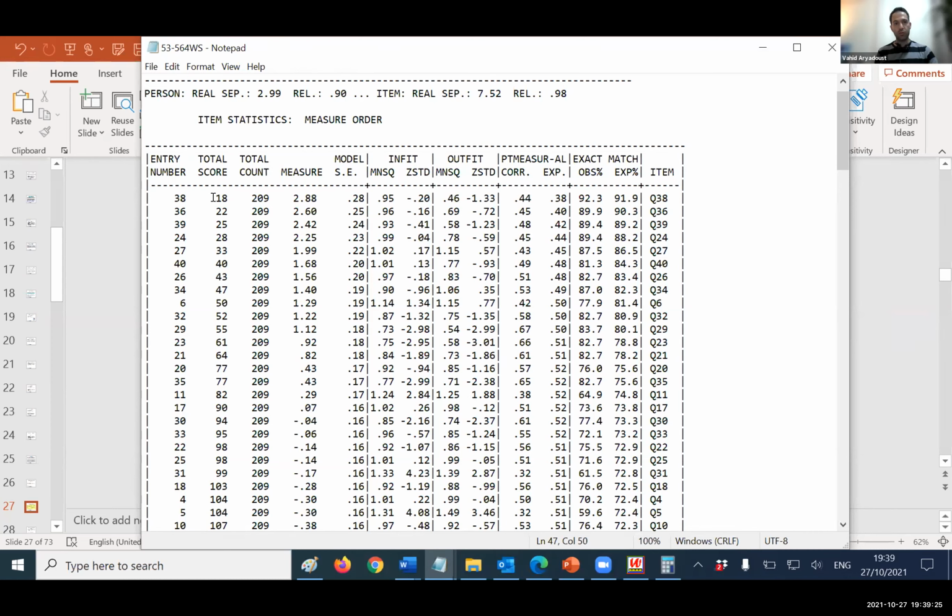You look at the total score. It's not Rasch, it's just the raw score. Total score and measure. Standard error. Infit mean square values. Outfit mean square values. I think that should be just good enough.